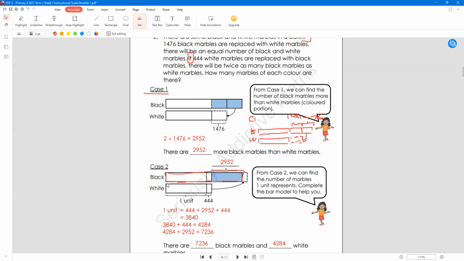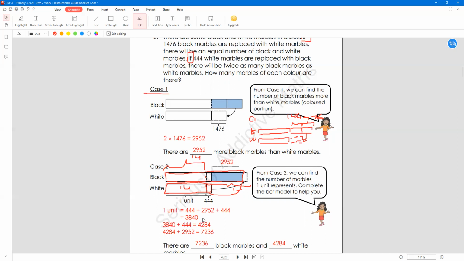Okay, so this is case 1. Now what happened in case 2? If 444 white marbles are replaced, that means that one portion is being cut out here, 444, and is being placed here, right? There'll be twice as many marbles. So this is now considered your 1 unit, and this is considered your 1 unit, and this whole thing is also considered your 1 unit.